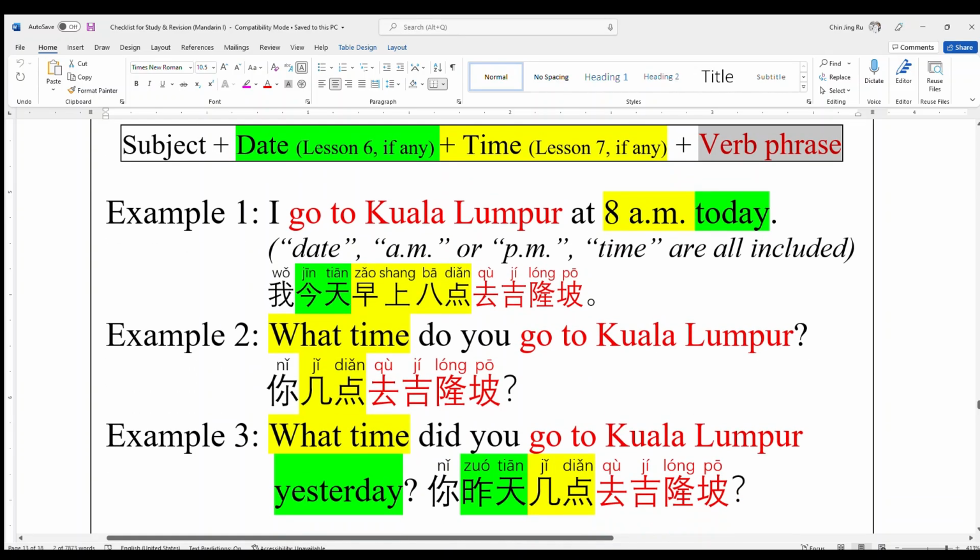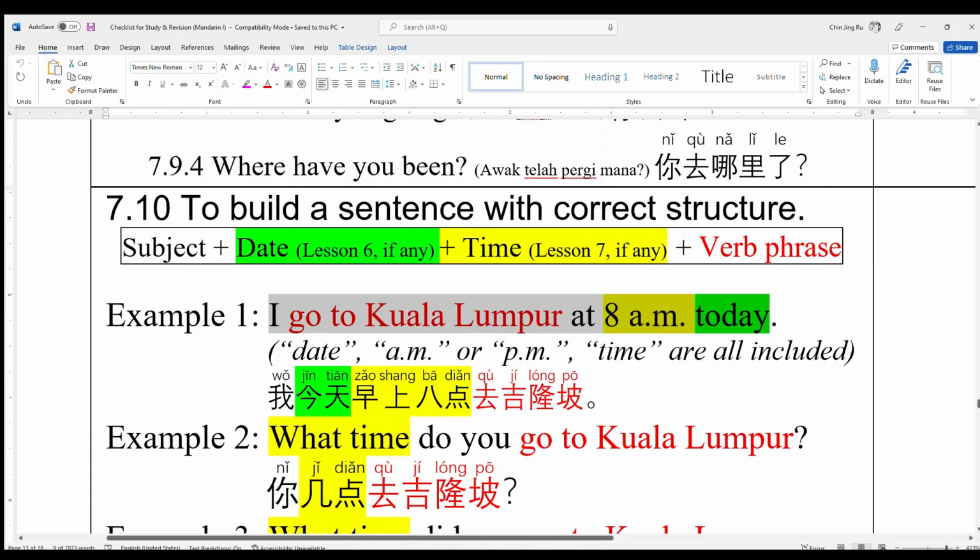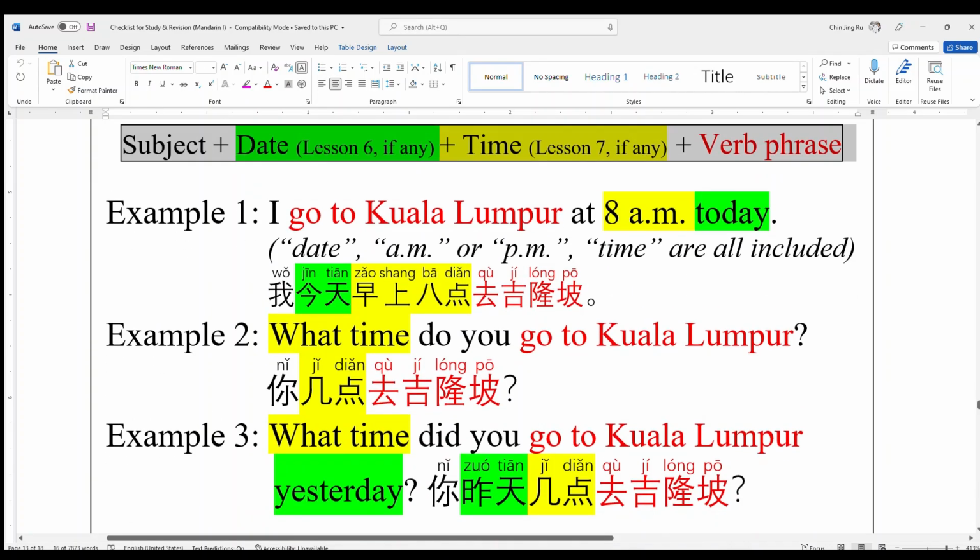Now, let us take a look at some examples. In English, you can say: I go to Kuala Lumpur at 8 a.m. today. You see, the structure doesn't have any similarity with the Mandarin structure at all. So every time you want to translate from English to Mandarin, or you just want to make a Mandarin sentence straight away, always remember this format. In Mandarin, I will say it like this. Listen carefully. Listen and repeat.